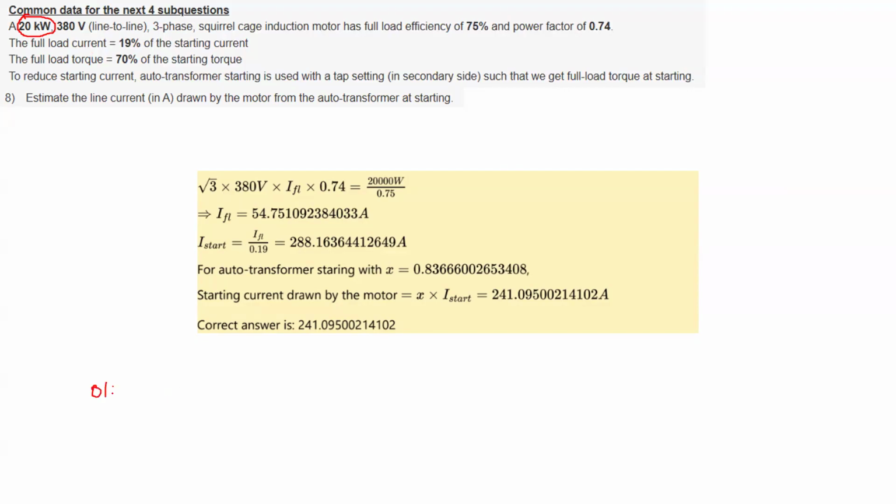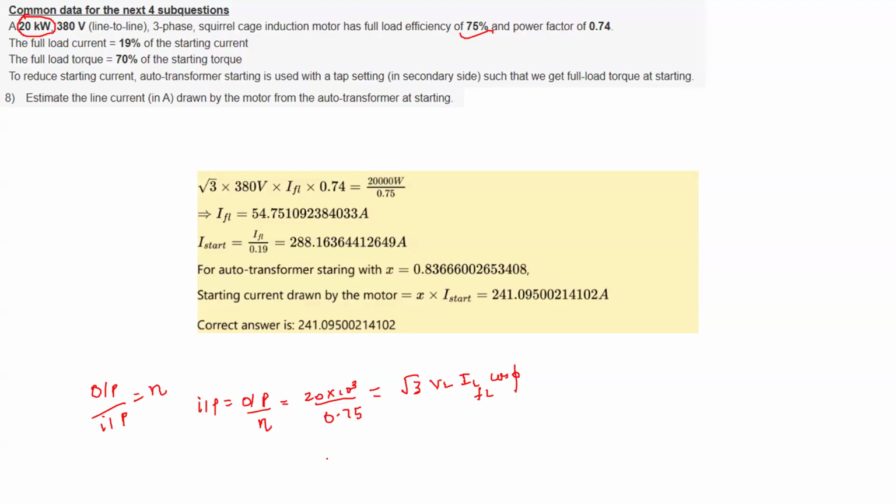Output by input is efficiency. So input is output by efficiency. The output is given as 20 kilowatt, and the efficiency is 75%. And what is input power equal to? Input power is equal to root 3 VL IL cos phi. Here IL is full load, because the power is full load power. So the line current which we are getting is the full load line current.